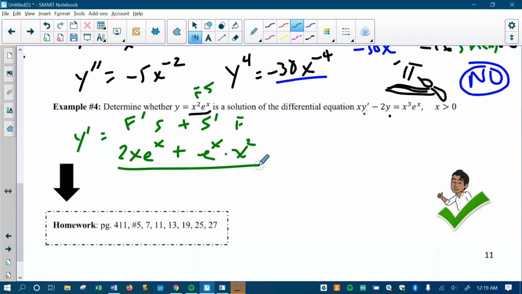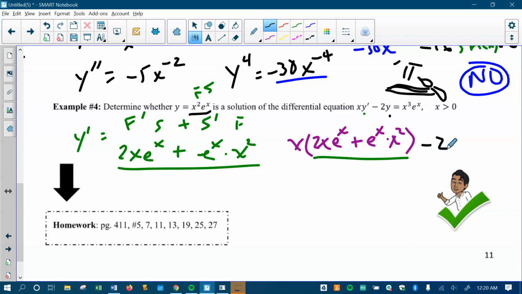Okay, so here's y prime. Now let's plug that all in and see what we get. We get x times 2x e to the x plus e to the x times x squared. That part was the y prime, the green. And now we have minus 2 times this part, which was y, x squared e to the x. So I'm going to put underneath here that this was y, and that this was y prime. And what I want to see is if this equals x cubed e to the x, the right side.